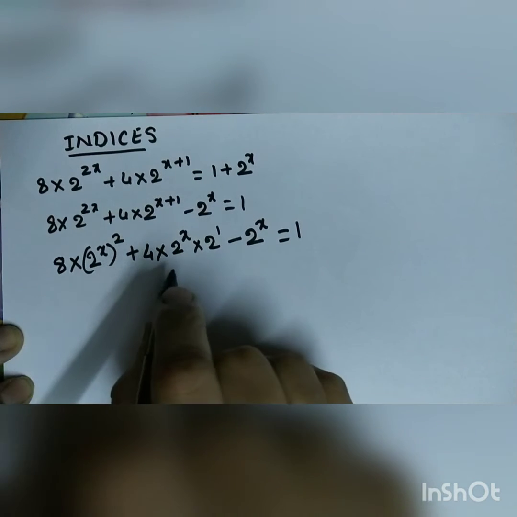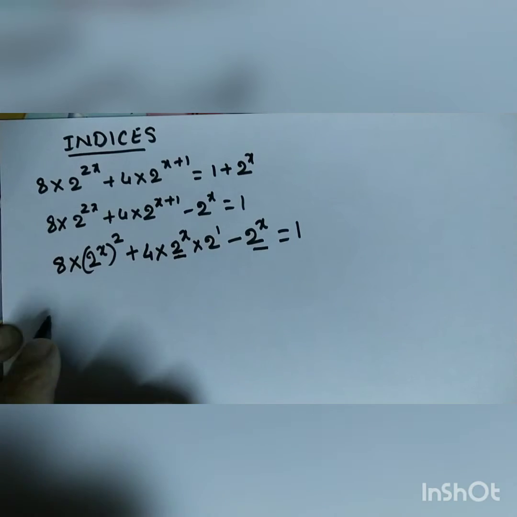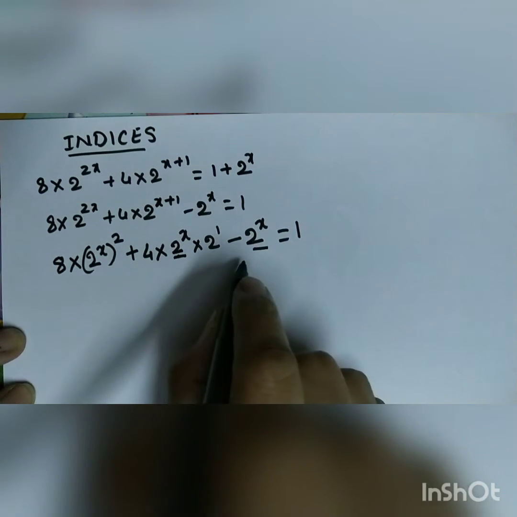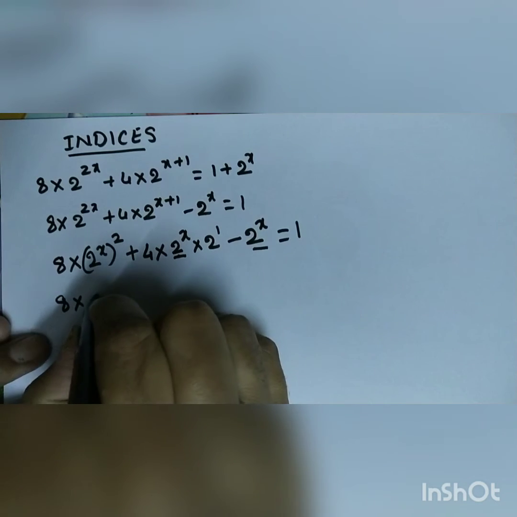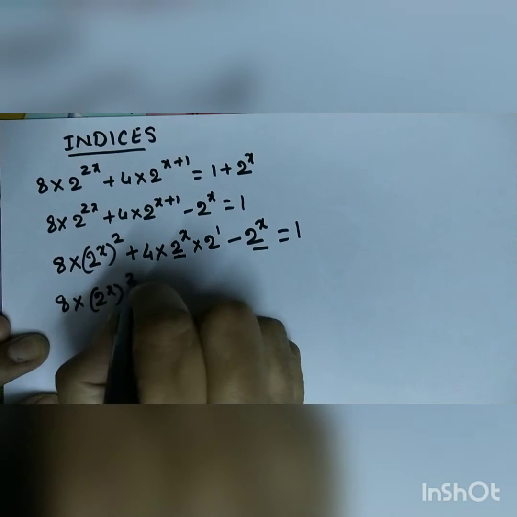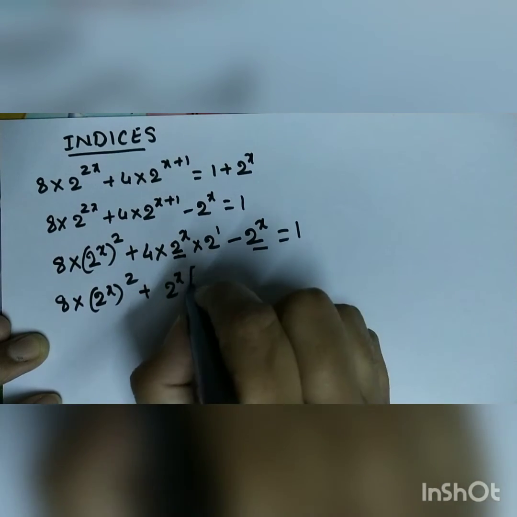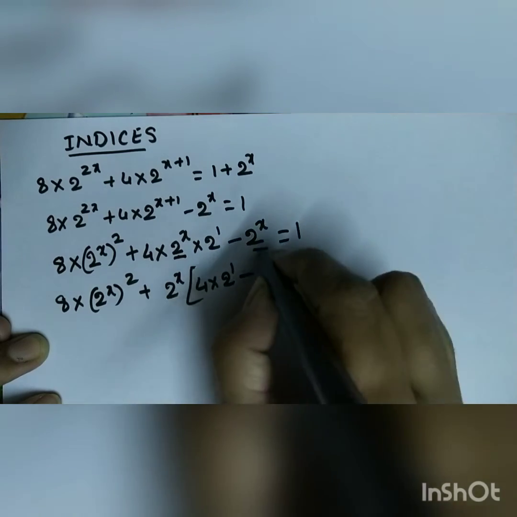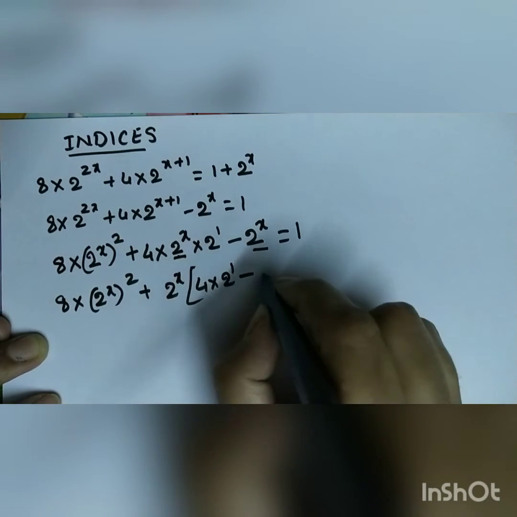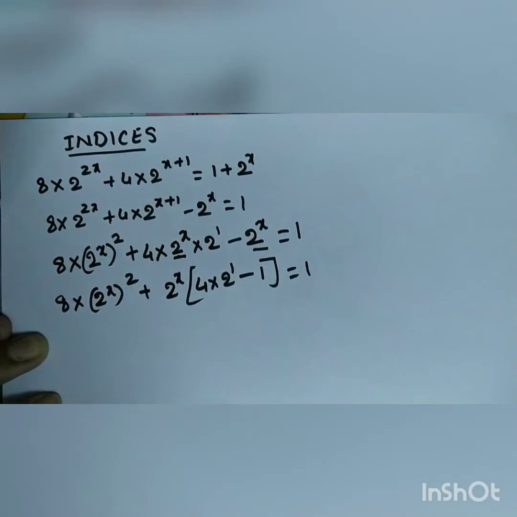The next step, I'm going to take this 2 raised to the power x and 2 raised to the power x as a common factor and further simplify it. So remaining everything will be the same. Here I'll take 2 raised to the power x outside. So I'm left with 4 into 2 raised to the power 1, and here it becomes 2 raised to the power x into 1 will be 2 raised to the power x, and 1 as it is.